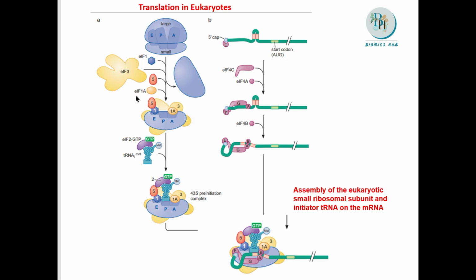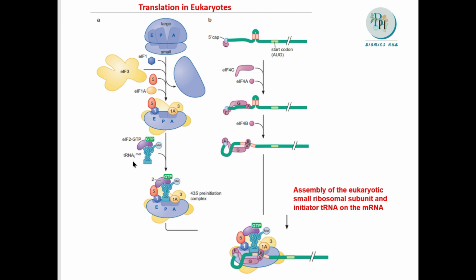The next is EIF1A. EIF1A comes and binds in the A site, and does not allow the first tRNA to come and bind in the A site. The next is EIF2. This EIF2 is a GTPase. It requires GTP, and the work of EIF2 is that it brings the first tRNA and binds it in the P site.